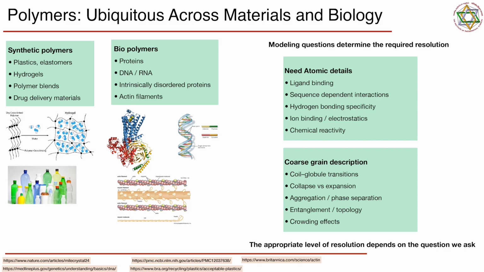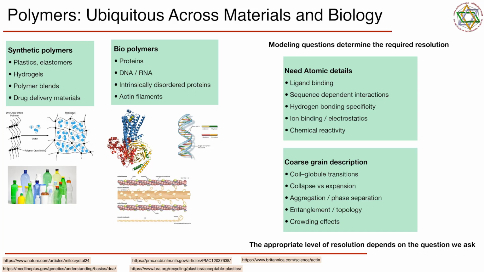you have two kinds of things. I work on both these polymers. One is very synthetic polymers, which include plastics, hydrogels, polymer blends, you know, plastic bottles, PET, any of these things. There are also biopolymers. Your proteins and DNA are also polymers. And then you have your actin filaments. So you have a lot of those kinds of polymers as well.